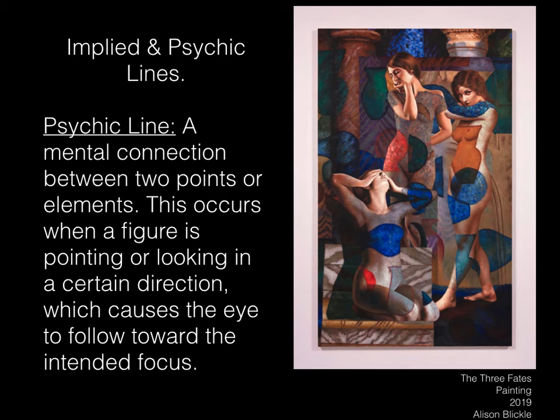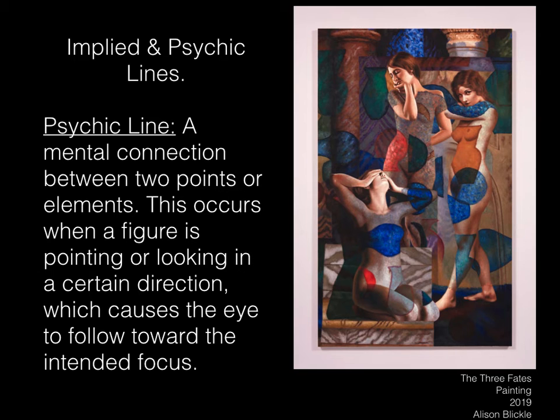Here's an example of psychic line, which is a mental connection between two points or elements. This occurs when a figure is pointing or looking in a certain direction, which causes the eye to follow toward the intended focus. So psychic line has to do with figures within a space.